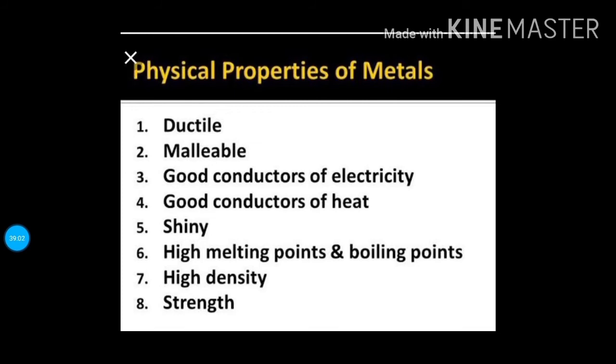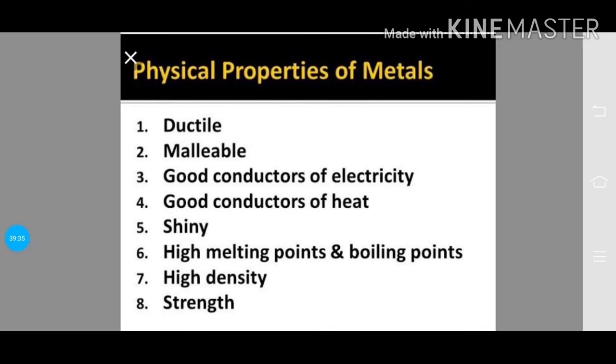After that you can see the good conductor of electricity. We know that metals are good conductors of electricity. There are a lot of examples like silver, iron. Now the fourth point is good conductor of heat. Yes, we know that metals are good conductors of heat, and that is the reason that all the cooking utensils are made up of metals.